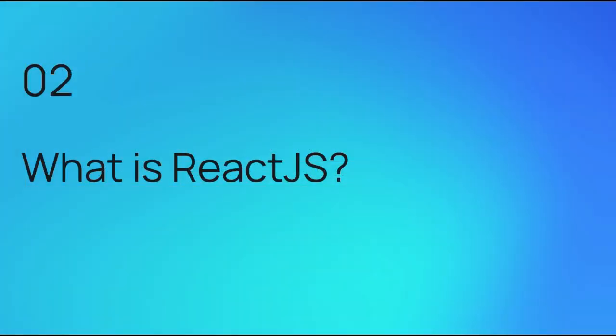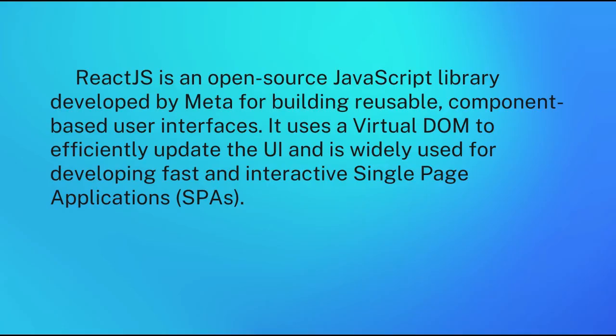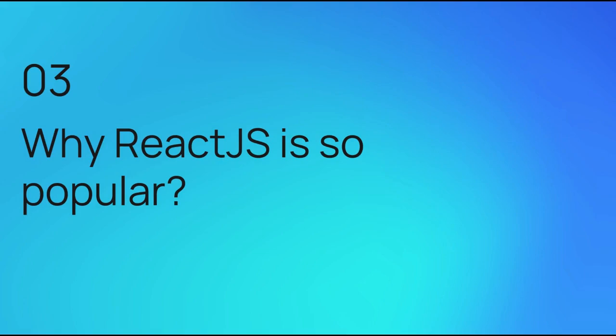What is React? ReactJS is an open-source JavaScript library developed by Meta for building reusable, component-based user interfaces. It uses a virtual DOM to efficiently update the UI and is widely used for developing fast and interactive single-page applications. React allows developers to build complex user interfaces by breaking them down into small, reusable pieces called components. It uses a virtual DOM to efficiently update only the parts of a web page that have changed, resulting in better performance.